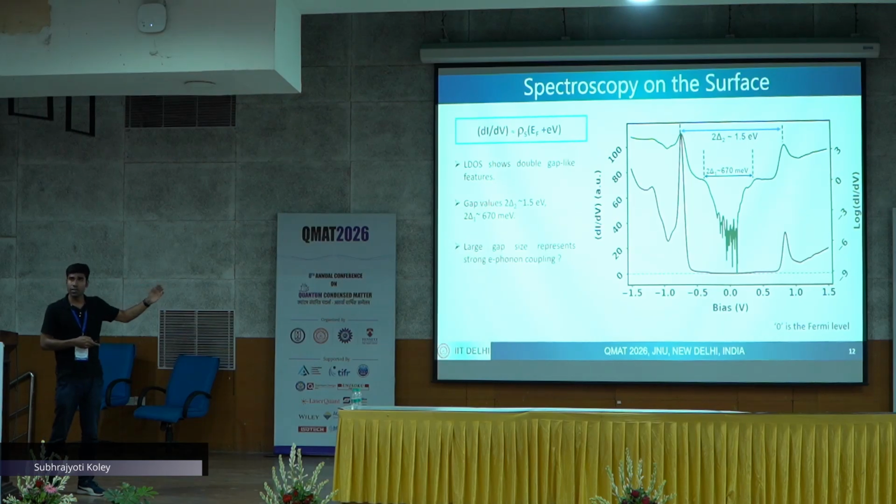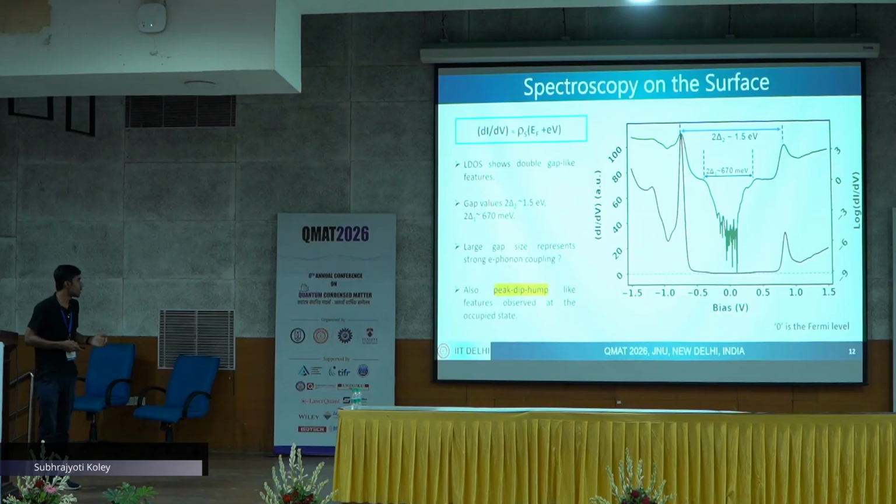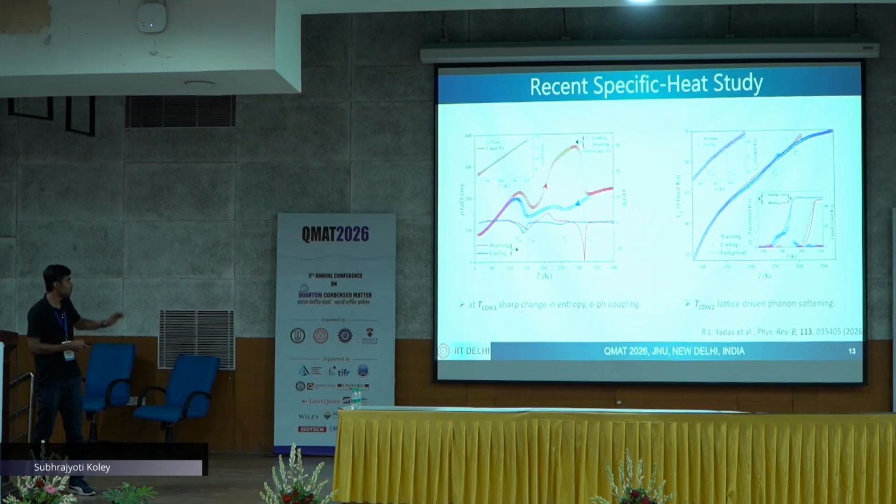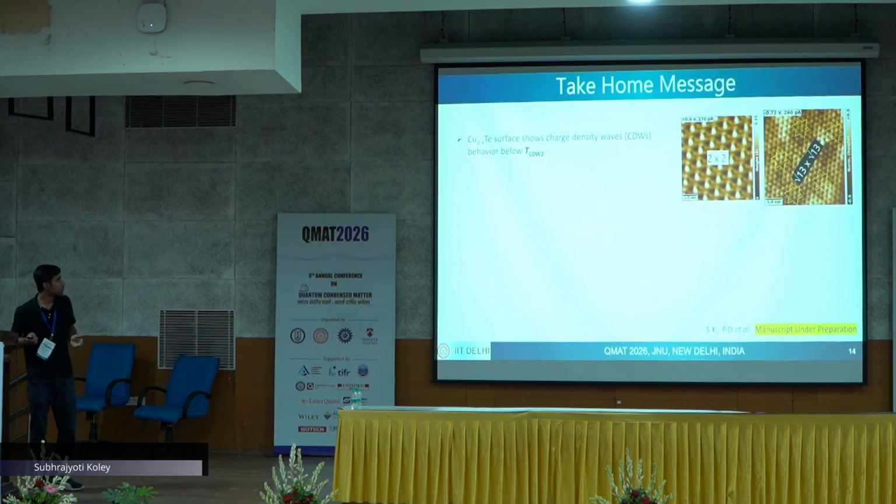From the large gap size, we are trying to understand it from the electron-phonon point of view, that this may be due to high electron-phonon coupling. Also, on the occupied side we are getting a peak, dip, and hump like feature, which is a signature of a BCS superconductor. In some recent work, people have shown there is a specific change at the transition temperature for this sample, and they are trying to explain it from the electron-phonon point of view. So this is the take-home message from this presentation.